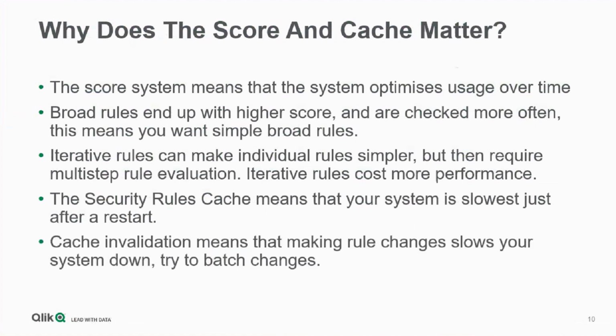And the other thing is that cache invalidation means that when you make rule changes, you also will slow your system down, almost as much as if you just restarted it. So you want to try and make those rule changes in kind of as dense a period as possible, because if you make rule changes once a day, the system will slow down once a day. If you make your rule changes every 3 hours or so, your system will slow down every 3 hours.